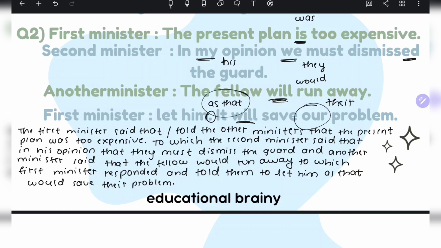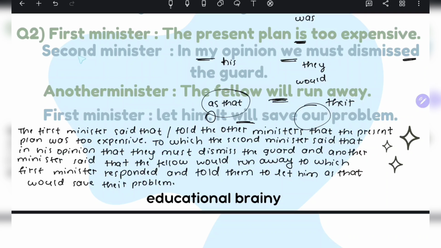So I'm going to repeat it again. The first minister said that. If you're using said, you can use that. If you're using told, don't use that. Told the other ministers. Don't write second minister. There are many ministers here, you have to understand the situation. Other ministers, because there are so many ministers, that the present plan was too expensive.